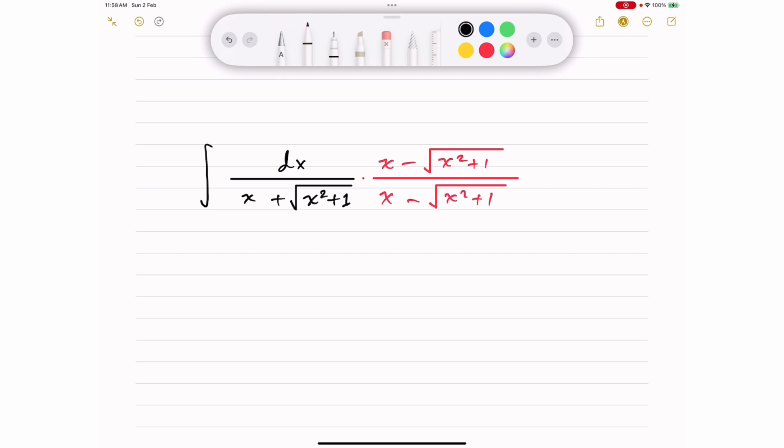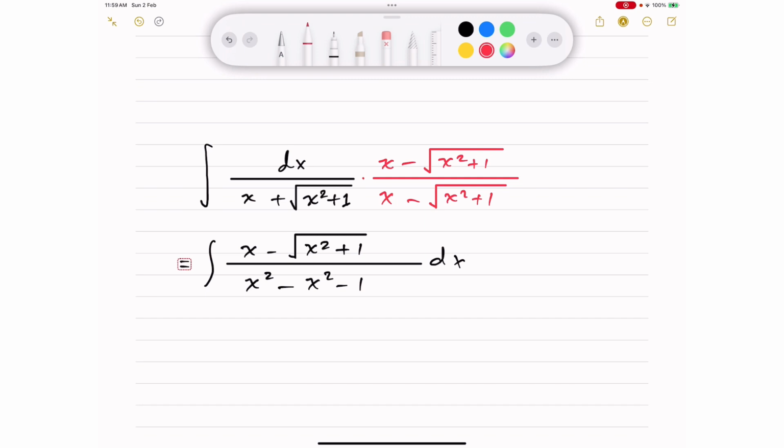And that's gonna do what exactly? Now, as you notice, the multiplication of x plus the square root, x minus the square root, it's a difference of two squares. So it's gonna give us what? The integral, in the numerator, we're gonna have x minus the square root of x squared plus 1. And in the denominator, we're going to have the square of the first one, which is x squared, minus the square of the second one, which is basically x squared minus 1, and then dx here. And as you can notice, this is going to get canceled with this here, and we're going to be left with -1 in the denominator.